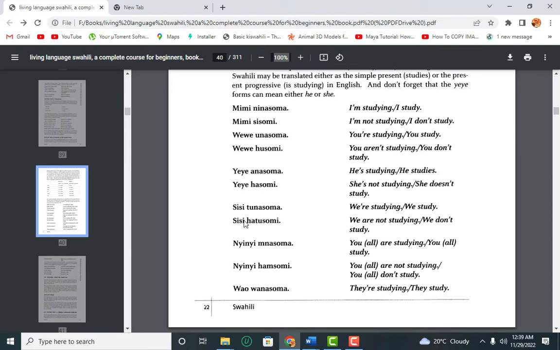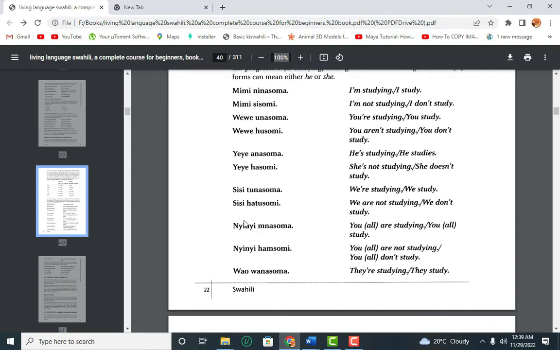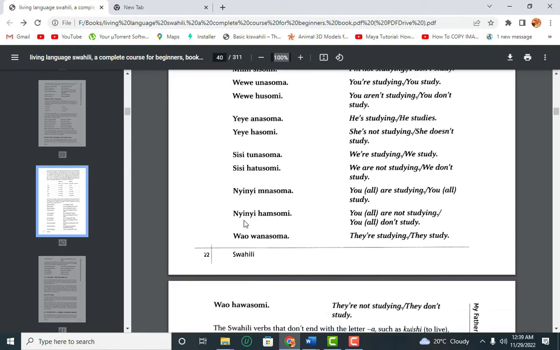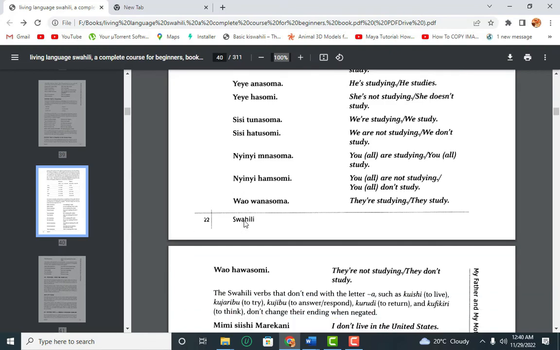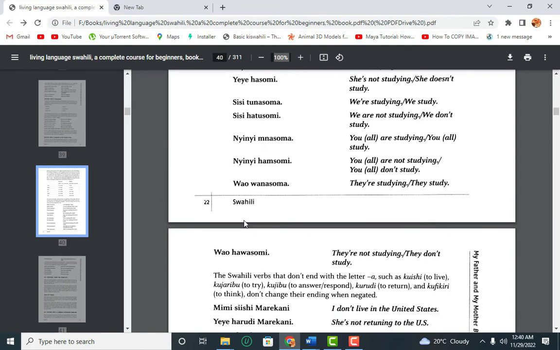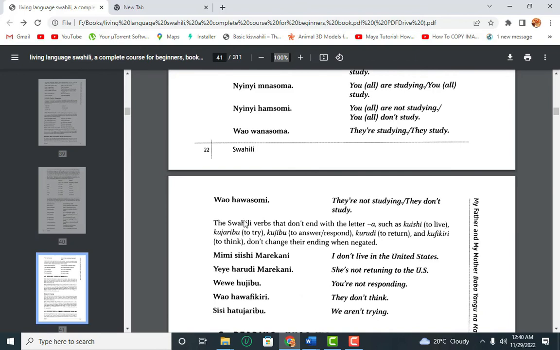The next phrase, sisi tunasoma, which means we are studying or we study. The negative form, sisi hatusomi, which means we are not studying or we don't study. The next phrase, nyinyi mnasoma, which means you, plural, are studying or you study. The negative form is nyinyi hamsomi, which means you are not studying or you don't study.